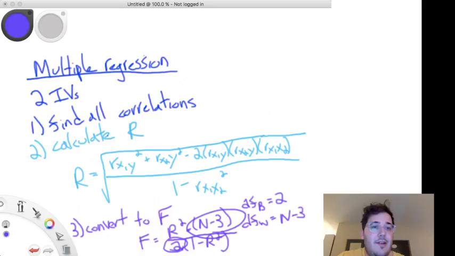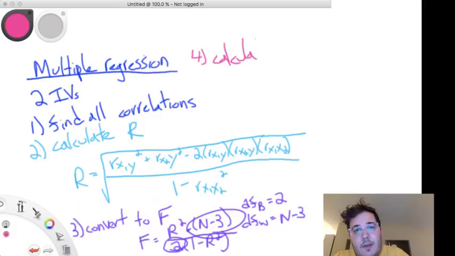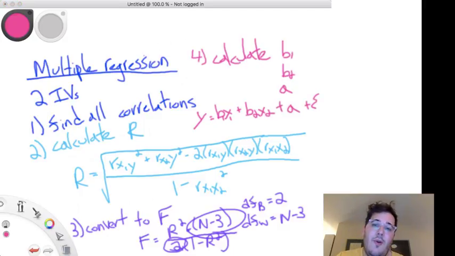So then, step 4 is calculate B1, B2, and A. Because you want to eventually make your equation y equals B1 x1 plus B2 x2 plus A plus epsilon, which I'll always add.